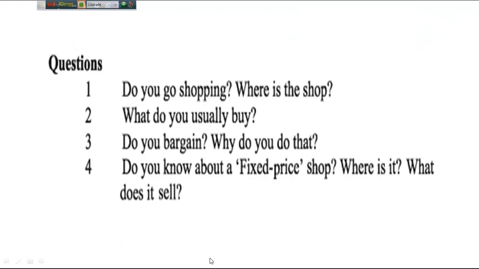Do you go shopping? Where is the shop? I think all of you like to go shopping. So write down, yes, I go shopping. Then mention the place of that shop. For example, the shop is at the New Market. What do you usually buy? You can write as you like. For example, if I go to a grocery shop, I buy biscuits, rice, oil. These things you can write down.